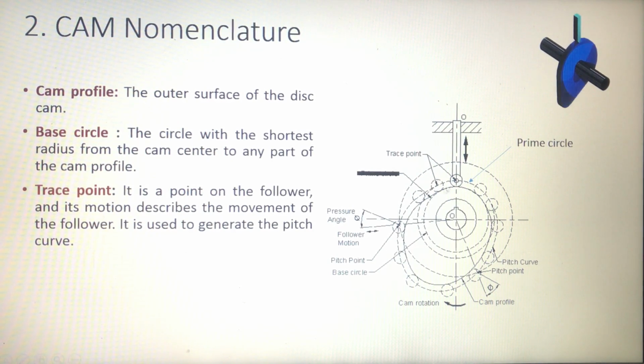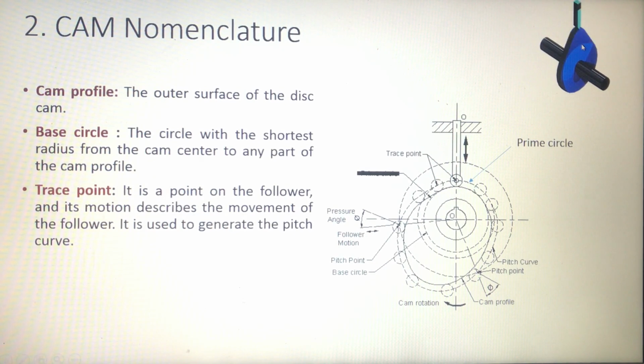In this case, this is called a roller follower. The connecting point between the follower and this roller is called the trace point. This point is on the follower, and the motion of this point describes the movement of this follower. It may be of reciprocating or oscillating type.